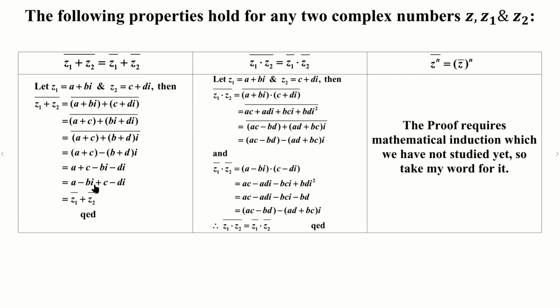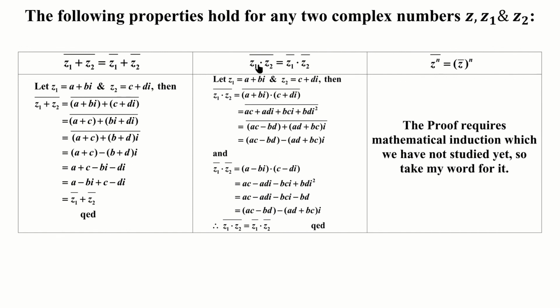But remember, what's a minus bi? That's just the conjugate of z1, right? What's the conjugate of z1? A minus bi. And what is c minus di? Notice that's just the conjugate of z2. So we just showed that the conjugate of the sum is the sum of the conjugates. So we're done with that. QED.